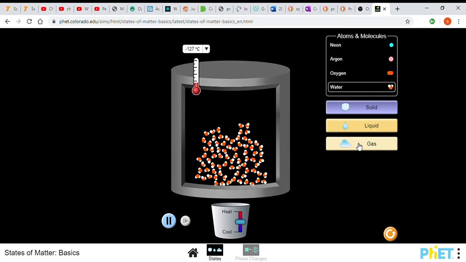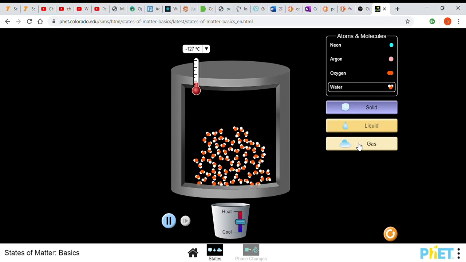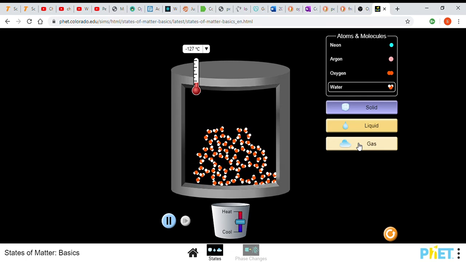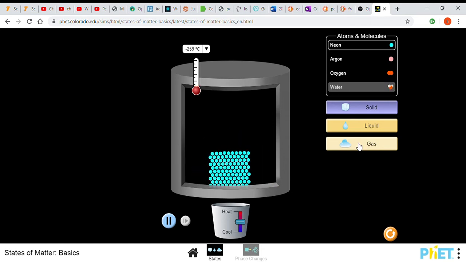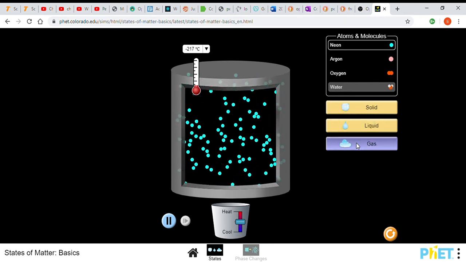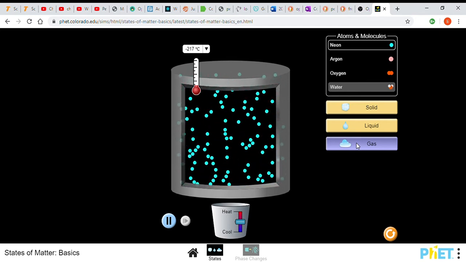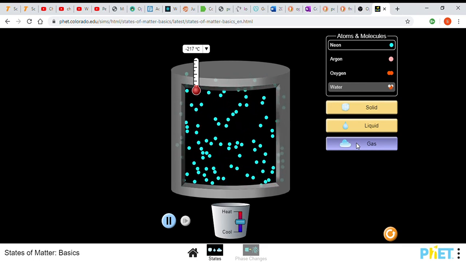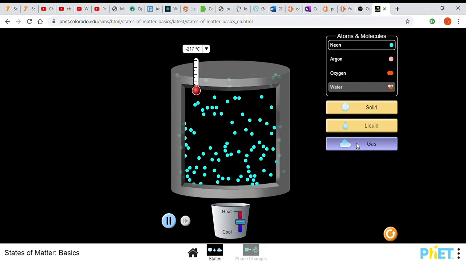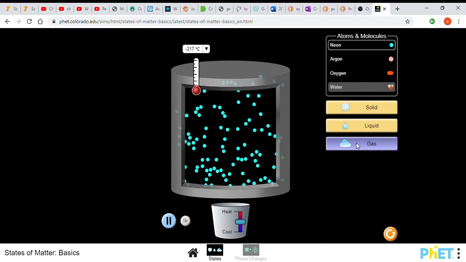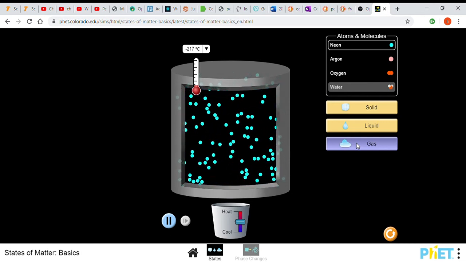All right. So then number 2 says, continuing with water. Actually, I'm going to do number 3 first, because let's take a look at one of these other elements. We got neon, argon, and oxygen. Let's take a look at neon. Here we have solid, here we have liquid, and here we have gas. And so here in gas, we're still at minus 217 degrees Celsius. Neon is a gas at a very low temperature. It's a gas most of its time.